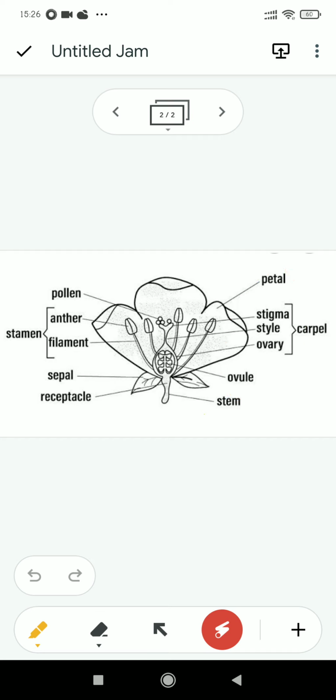This will help to do self-pollination. And the flower that has either of them, either this or this, those flowers are known as unisexual flowers. So a unisexual flower cannot do self-pollination as it does not have male and female both in one flower. So they do cross-pollination with other flowers. It can be in the same plant or in a different plant.